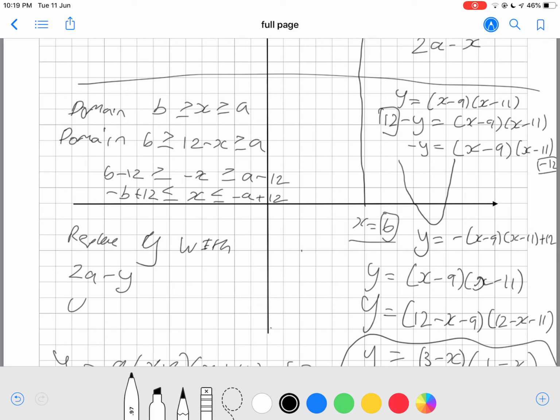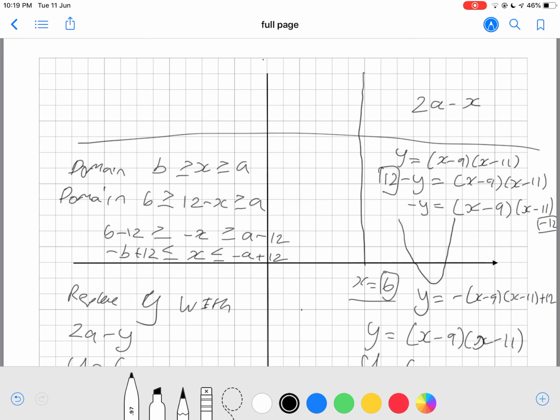Yeah, so that's how it would be if we were reflecting on the line y equals 6. So if we were reflecting it on this line here, y equals 6, then you would get this as your final answer here. Okay, I hope that makes sense.